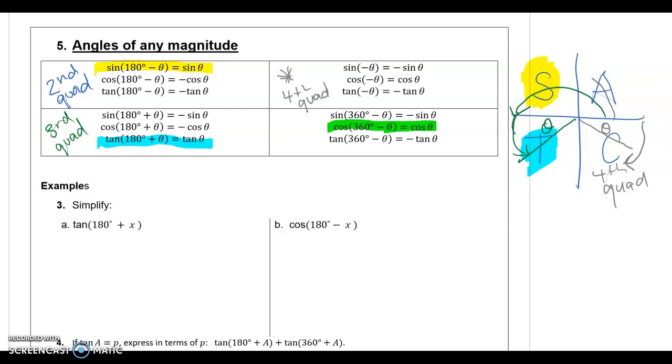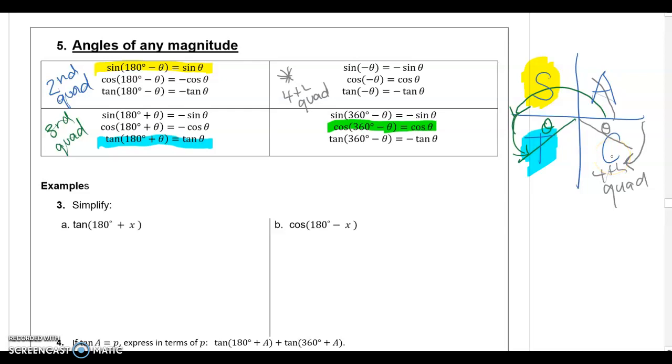So what that's saying is that sine of minus theta is going to be minus sine of theta. Over here our sine is negative. Cos of minus theta is equal to cos of theta, because cos is positive in that fourth quadrant, and tan of minus theta is minus tan of theta.